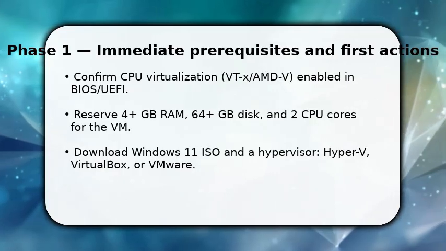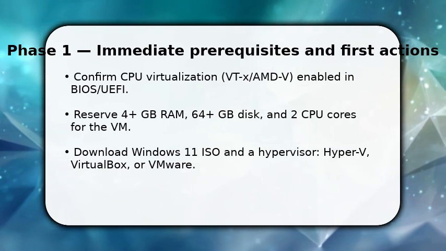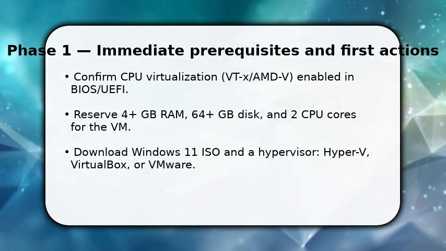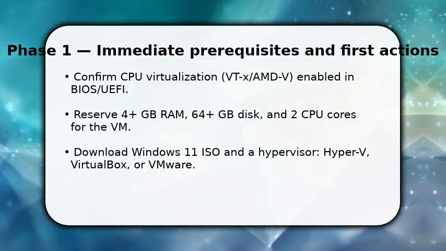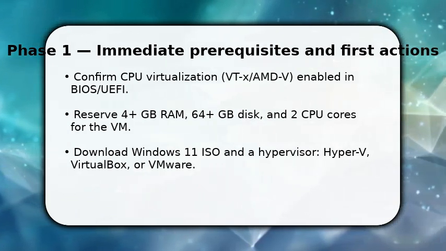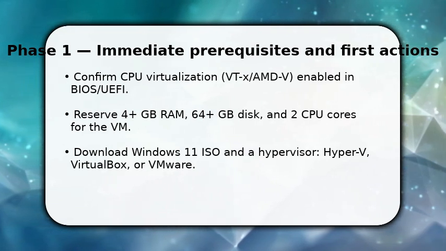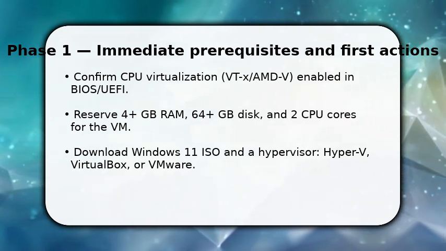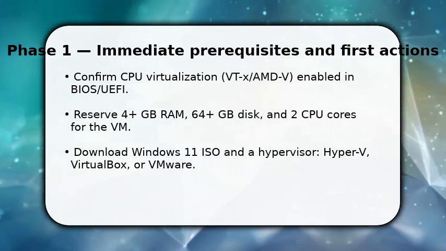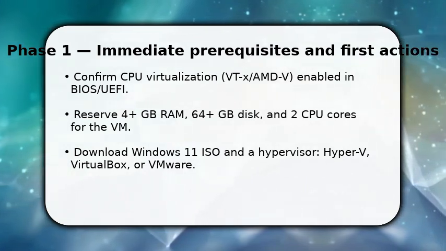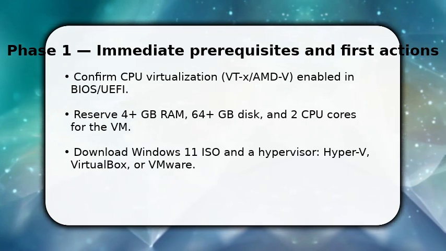You begin by enabling virtualization in BIOS. That lets the host run a VM efficiently. Once done, allocate resources: 4 plus GB RAM, 64 plus GB storage, and at least 2 CPU cores. This prevents sluggish performance. Make sure to download the official Windows 11 ISO and pick a hypervisor now, such as Hyper-V, VirtualBox, or VMware Workstation.